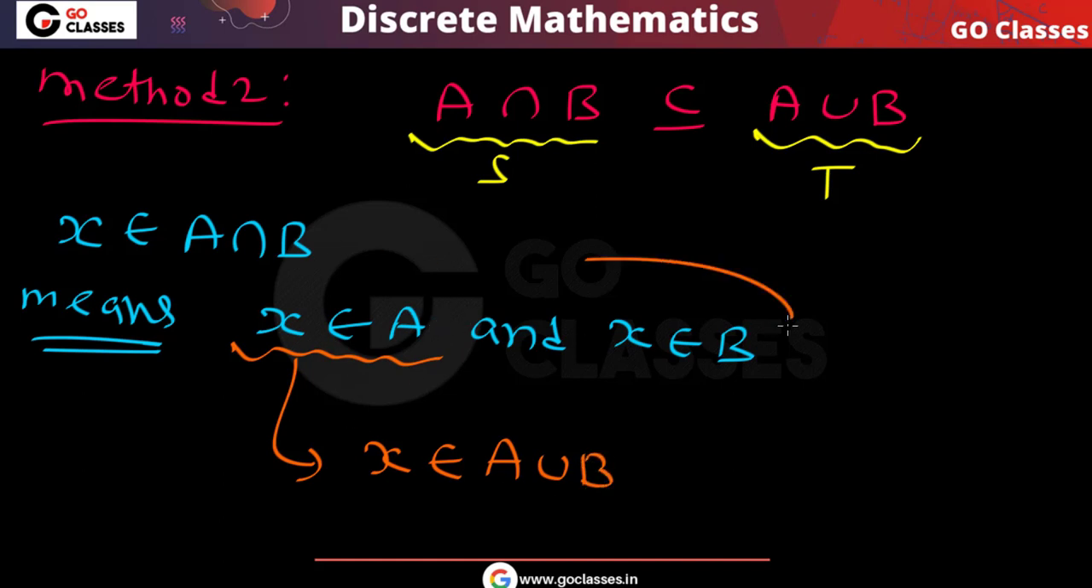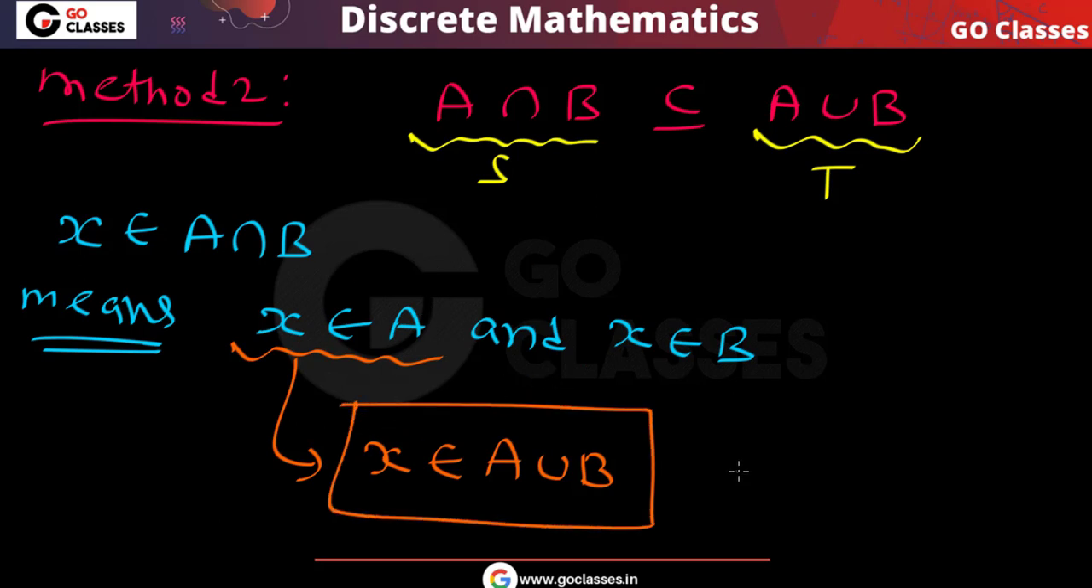So this is enough. We don't need this. But the point is X is in A and X is in B. From this I can say that X is in A union B. So this is the idea. We assume that X belongs to A intersection B, and then we apply the concepts that we already know. We already know that if X belongs to A intersection B, then X belongs to A and X belongs to B. From this you can say that X belongs to A union B. This is what we wanted to prove.